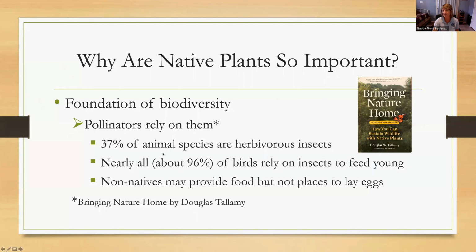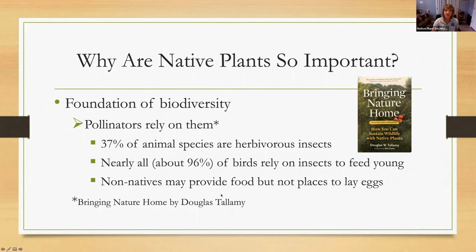And here's a couple of the points from that book that just really struck me. If you take all of the animal species on this planet, over a third of them are actually herbivorous insects. And I guess you wouldn't say all, but nearly every bird out there relies on insects to feed their young. So it's nice to have bird feeders out, and seeds and things like that. And yes, they're going to rely on that somewhat. But when it's time to raise their young, they need to have those insects.